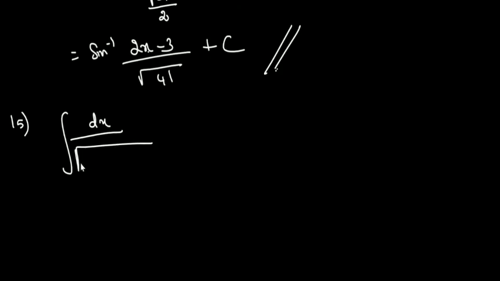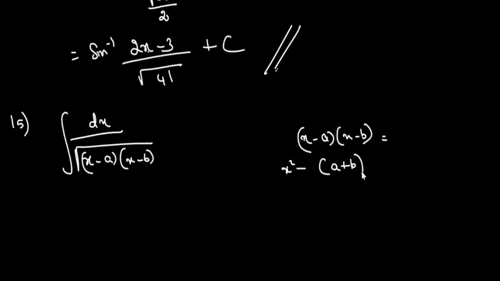Root of x minus a into x minus b. So take out x minus a, x minus b, it is a quadratic. So it is equal to x square minus a plus b into x plus ab. So now we have to add and subtract a constant. So the constant is divide the coefficient of x by 2. So that will become a plus b by 2, then square it.